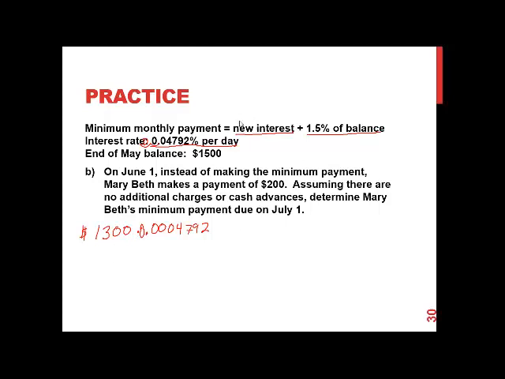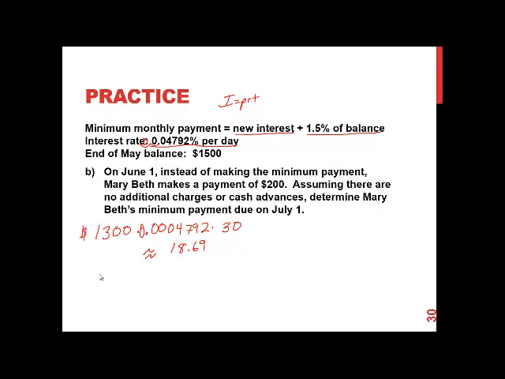Our simple interest is going to be principal times rate times time. This is a daily interest rate, and the month of June has 30 days. And when we multiply the 1,300 times 0.0004792 times 30, we get approximately $18.69. Okay, that is the new interest.